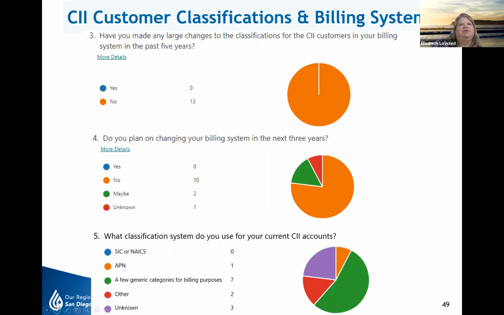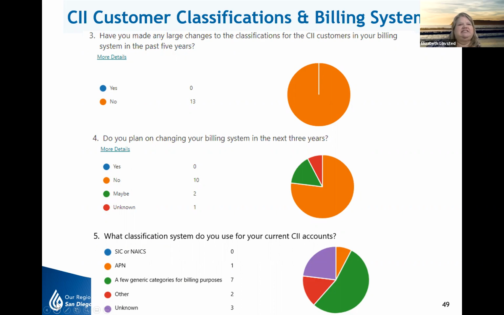One of the things we were looking for, classifications, is one of the things that DWR is looking at for billing systems and CII. So we dived into that. Have you made any large changes to the classification in your billing system in the past 5 years? The answer to that was a resounding no. Do you plan on changing your billing system in the next 3 years? Most people said no. Others said maybe or unknown. So that was not a whole lot of people looking at making billing system changes.